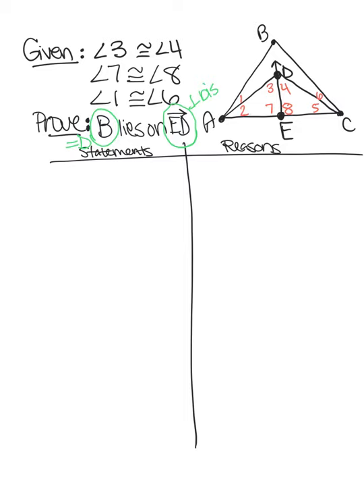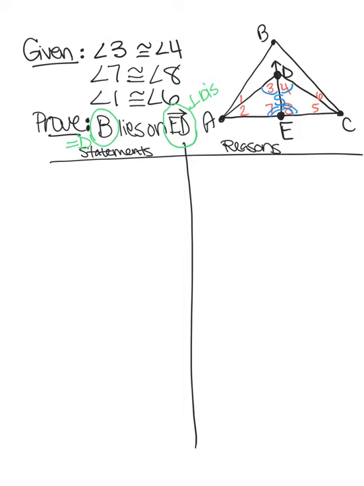So I'm going to start this one, of course, by reading the givens and marking my picture. So angle 3 is congruent to angle 4. Angle 7 is congruent to angle 8. As I'm marking these, I'm now realizing I can get triangle ADE congruent to triangle CDE by angle side angle. That seems like it might be really helpful.